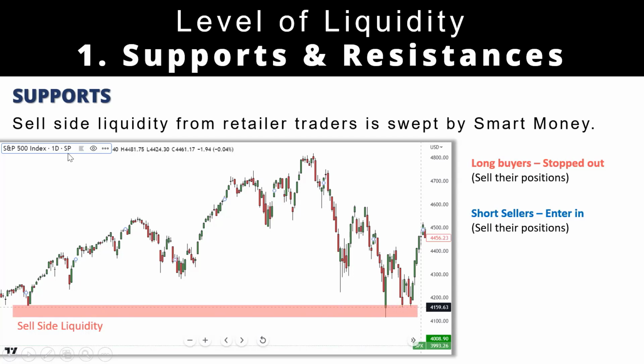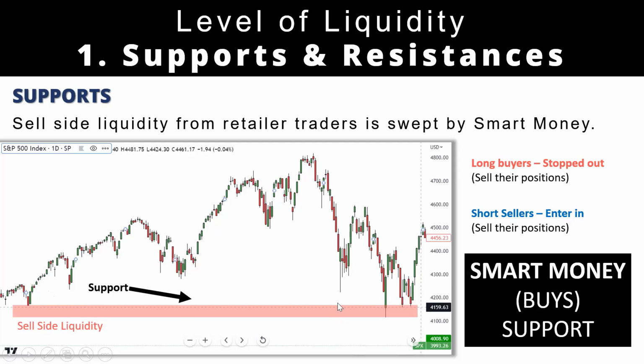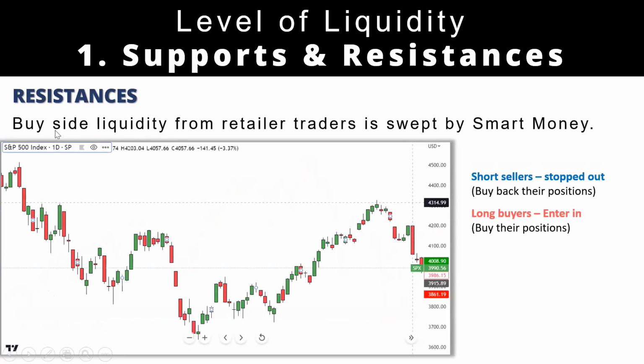So this is on a daily time frame, and some short sellers get in on 5 minutes, 10 minutes, and they say, nope, this market is coming down. It's broken a massive support. We are getting in. So smart money buys at this level of support or level of liquidity. Then there are resistances. So buy side liquidity from retail traders is swept by smart money.